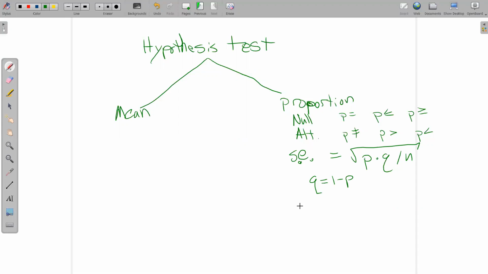Otherwise, to get the p-value, which is usually the next most important thing, I need the data. So in this case, the data is usually going to be related to p prime, which is x over n. And you have to be given two of these three things. If you're given x over n, you calculate p prime. If you're given p prime and n, you can calculate x. So you'll be given two of these three, sometimes all three of them.